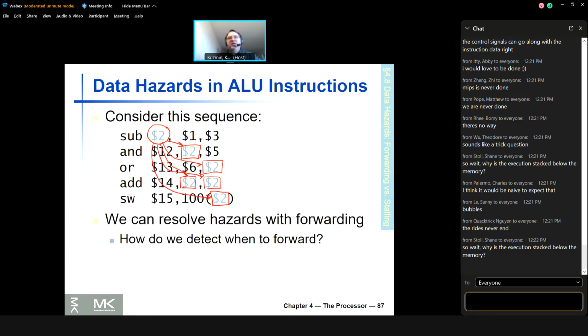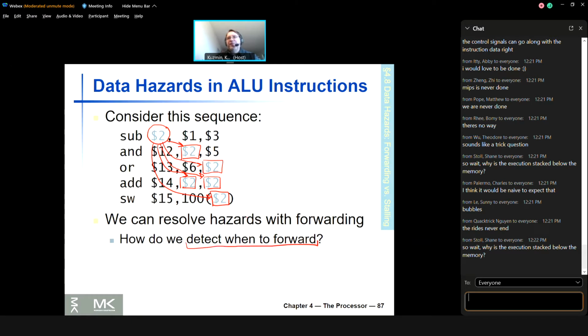Some of them are very innocent. There's nothing wrong with SW reading register 2 written by sub, because they are separated by three other instructions. So register 2 would already be written by sub by the time store word reads it. That's obviously not a problem, but this demonstrates that we might have multiple dependencies, and we need some rule, some formula, that would allow us to detect the need to forward.